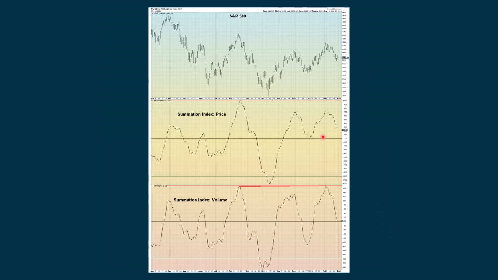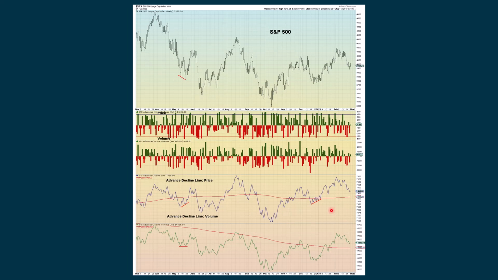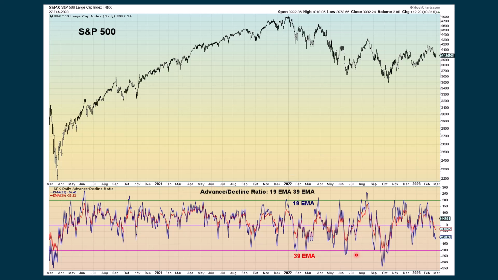The summation index based on price and volume continued to decline. If we drop below zero with volume and then eventually price, that would be much more negative, but we haven't done that yet. New highs, new lows, really nothing happening right there. So our 5-period is rolling over and our 10-period continues to decline. The advance-decline line is still above an advancing moving average based on price and volume, and a little bit of an uptick with Monday's bounce.